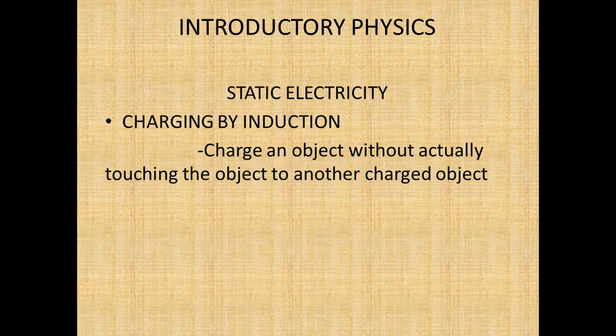So we look at charging by friction. You're just rubbing stuff together, and the object with the greatest affinity for electrons is going to pull the electrons away from the object with the least affinity for electrons.